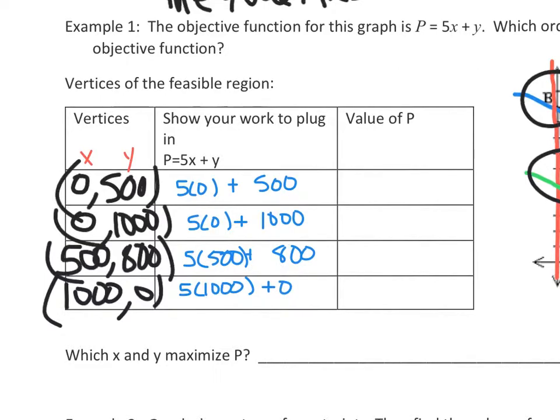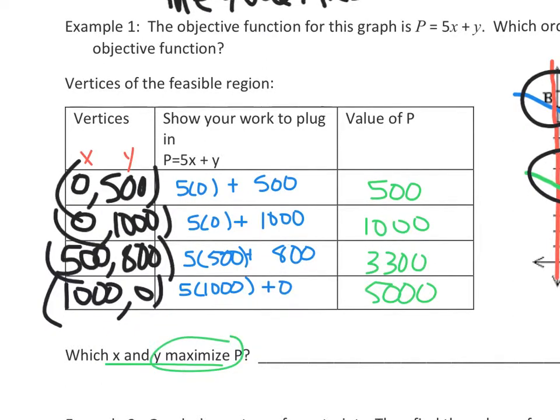So the value of p for the first one is going to be 500. The second one's going to be 1,000. The third one is going to be 2,500 plus 800, which is 3,300. And the last one's going to be 5,000. So the question is, which x and y maximizes p? Because we're trying to maximize and not minimize, it is going to be the ordered pair 1,000 and 0.